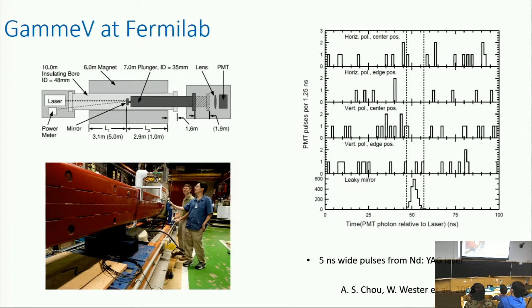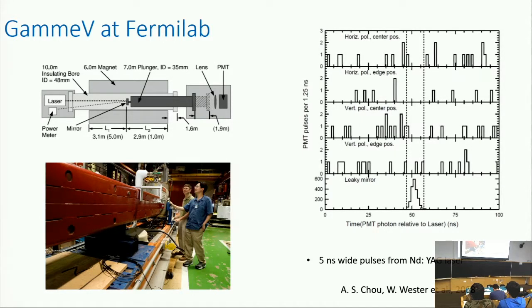It encounters a vacuum pipe of some sort, which can be inserted with a variable depth to change the oscillation lengths on the two sides. If there are axions, they fly through this pipe into another region where they oscillate back to photons and are detected by a photomultiplier tube. And there's a pulsed laser, I think five nanosecond wide pulses.